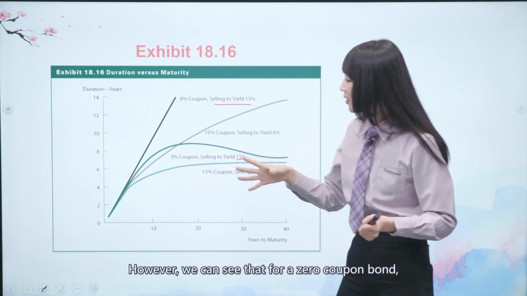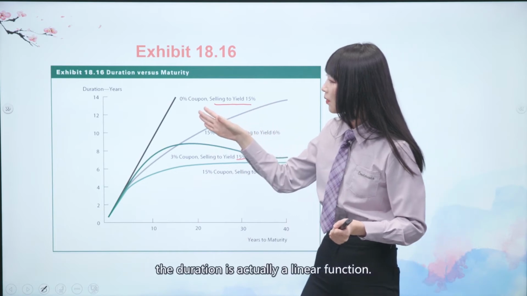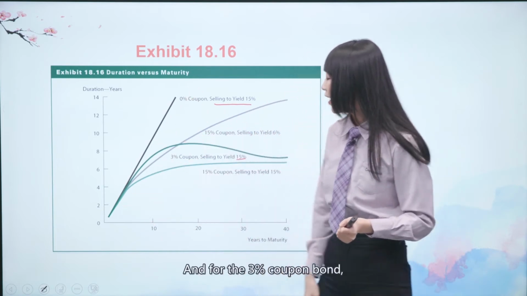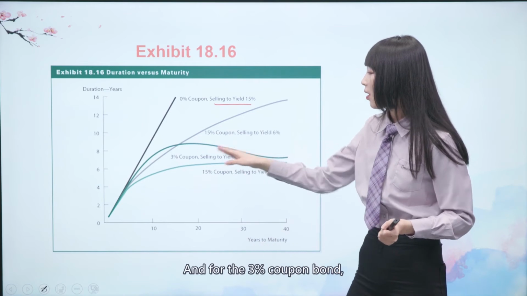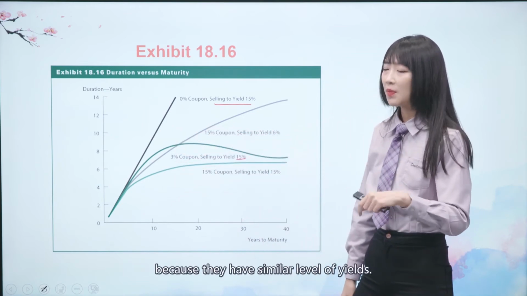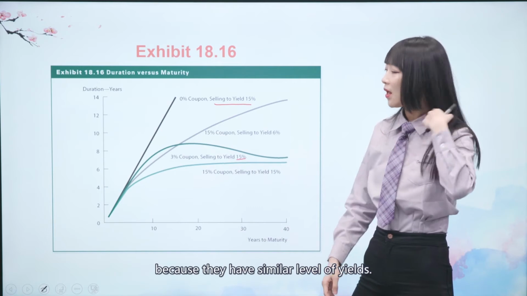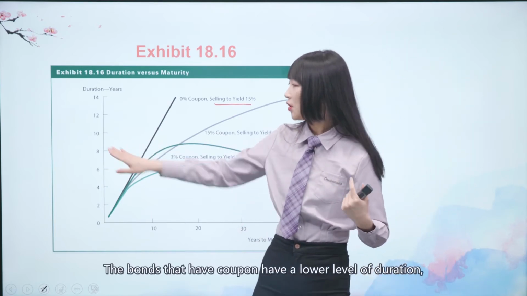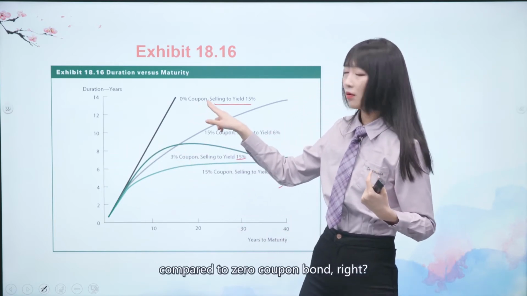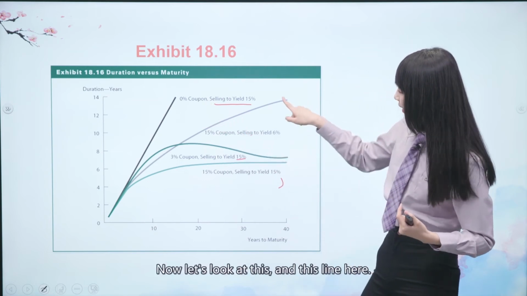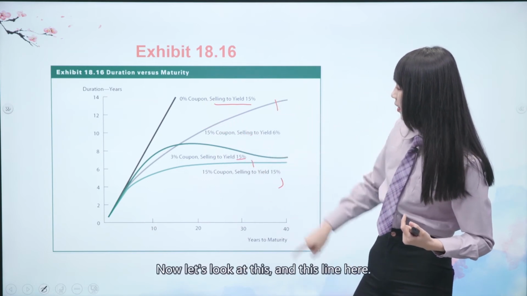However, we can see that for a zero coupon bond, the duration is actually a linear function. And for the 3% coupon bond, even though these two bonds have a similar level of risk because they have a similar level of yields, the bonds that have coupon have a lower level of duration compared to the zero coupon bond, right? Now, let's look at this and this line here.